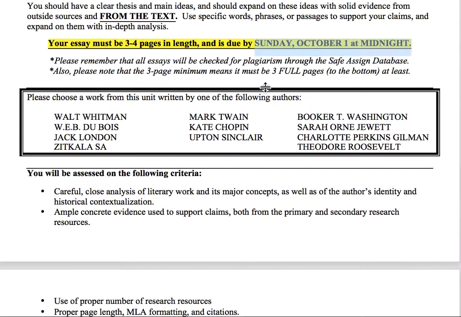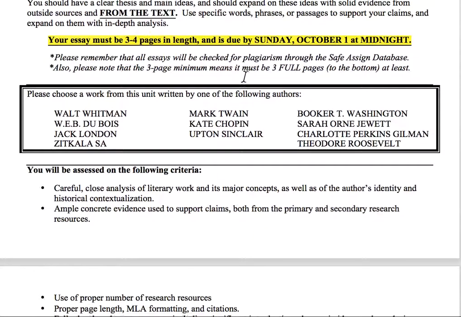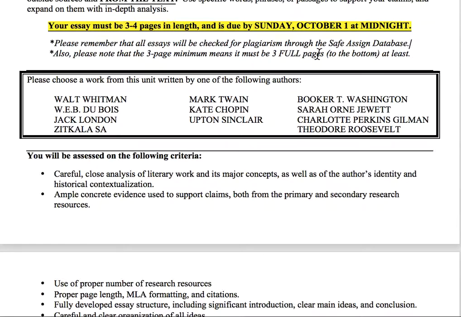Do not wait until the deadline to submit. Submit well before the deadline in case you have any technical issues. Remember that all essays will be checked for plagiarism through the SafeAssign database, and then make sure that you have the 3-page minimum, as I said.